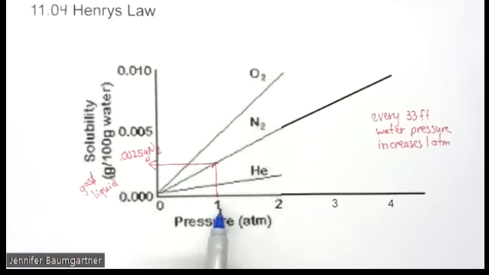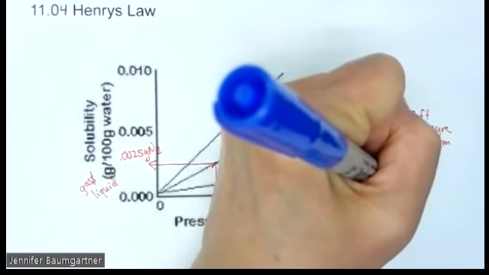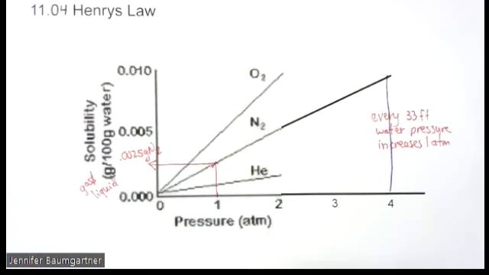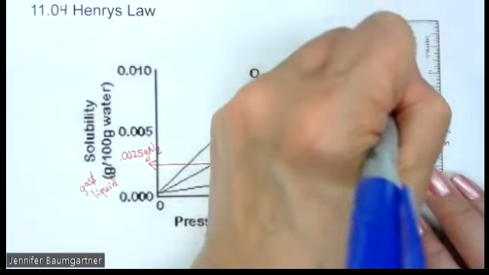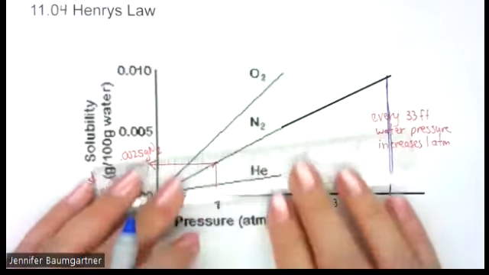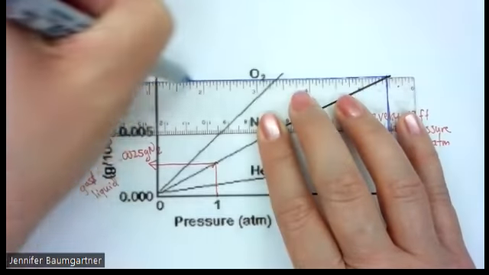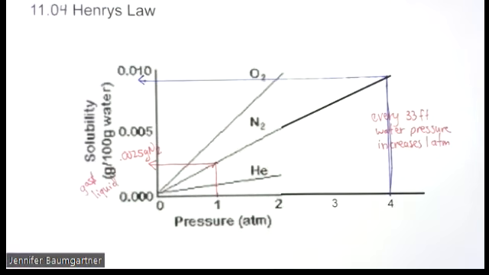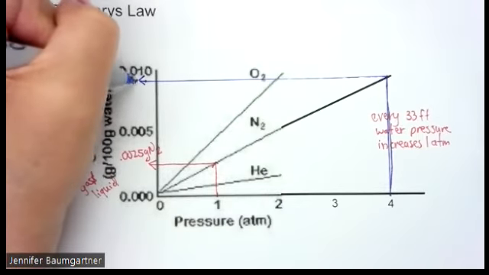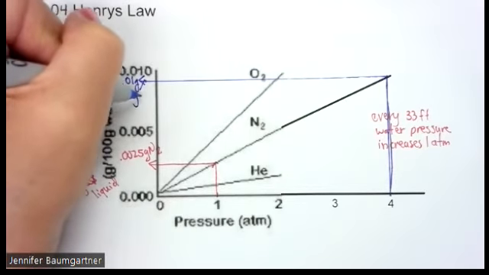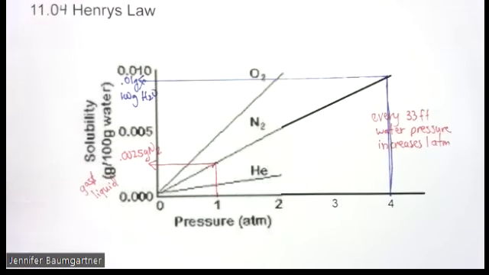So every 33 feet, I'm going up 1 atmosphere. So here's 33, 66, 99. And what we're going to see is when I get down to the bottom, I have to draw, let me get a ruler out. I don't like non-straight lines. Got that, and then I have to come over to my axis. So I am just shy of 0.01 grams in 100 grams of water. I basically quadrupled the amount of nitrogen that's dissolved in my blood.